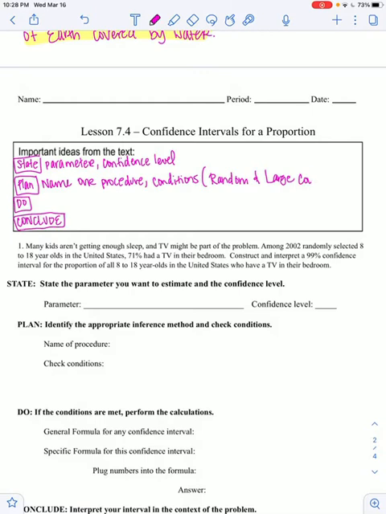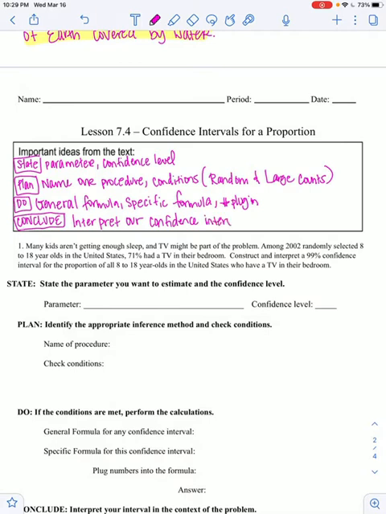Our do is we implement our general formula, and that is our point estimate plus or minus our margin of error. Then we put our specific formula where we plug in all our numbers. Lastly, our conclusion is we interpret our confidence interval.